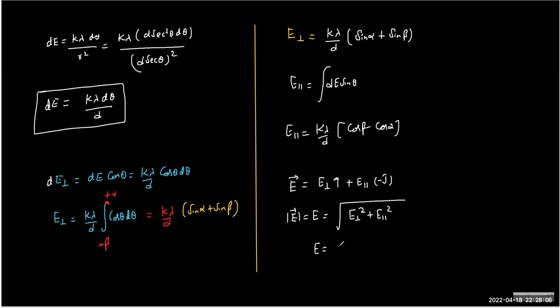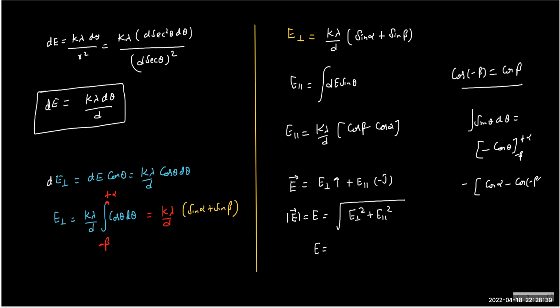Sir, I'm not able to hear you. Yes, tell me. Sir, actually for the E parallel, I was getting minus cos beta minus cos alpha. No, no, cos of minus theta is cos beta only. Yes, sir. So the integration of sin theta is minus cos theta, no? Yes, sir. So I can take minus also, cos alpha minus cos beta. Oh, right. Yes, sir. Okay.